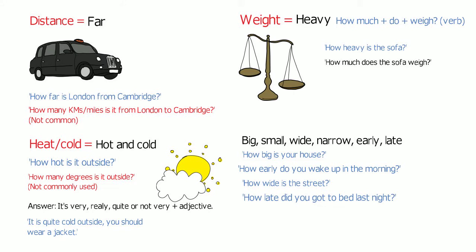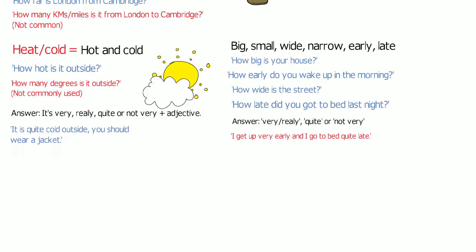Your answers for all of these questions are again with really, quite and not very. For example, I get up very early and I go to bed quite late. Now you know how to ask measurement questions. Let's practice with this table.